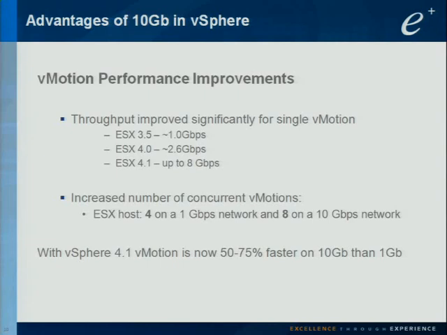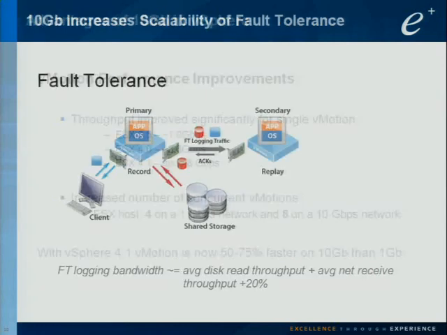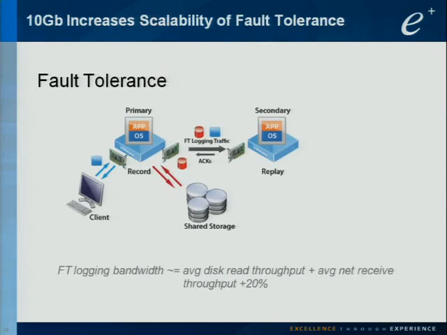So on 1 gig, they cap out at 4, and on 10 gig, they cap out at 8. And there is a benefit there. It makes vMotion quite a bit faster.